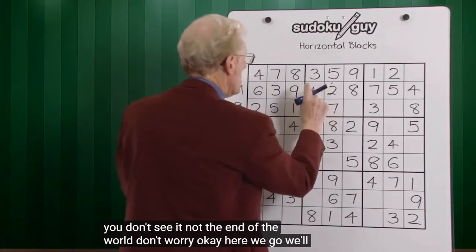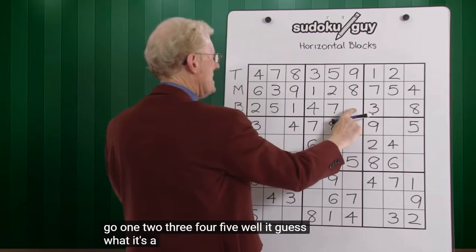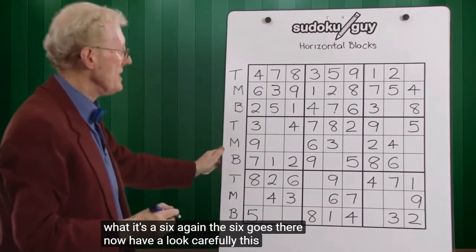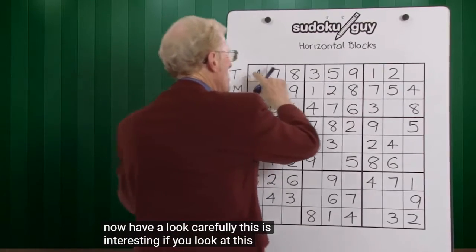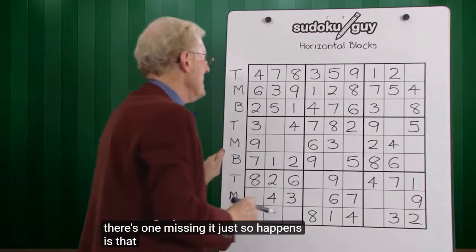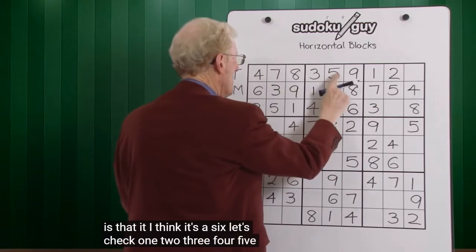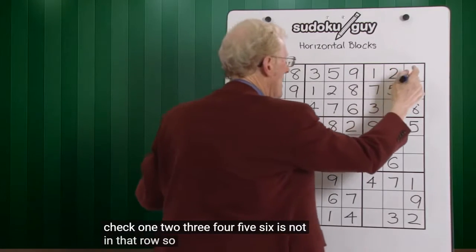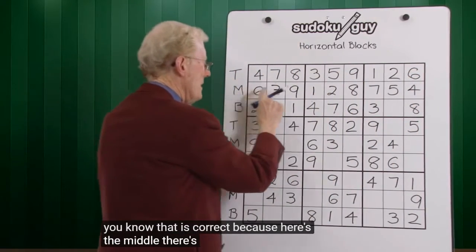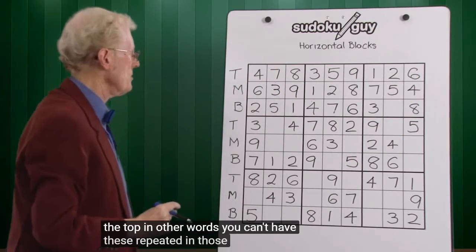Okay, here we go. We'll go 1, 2, 3, 4, 5. Well, guess what? It's a 6 again. The 6 goes there. Now, have a look carefully. This is interesting. If you look at this row here, there's 1 missing. It just so happens that I think it's a 6. Let's check. 1, 2, 3, 4, 5, 6 is not in that row, so 6 has to go there. And you know that is correct, because here's a middle, there's a bottom, and there's the top. In other words, you can't have these repeated in those 3 rows.